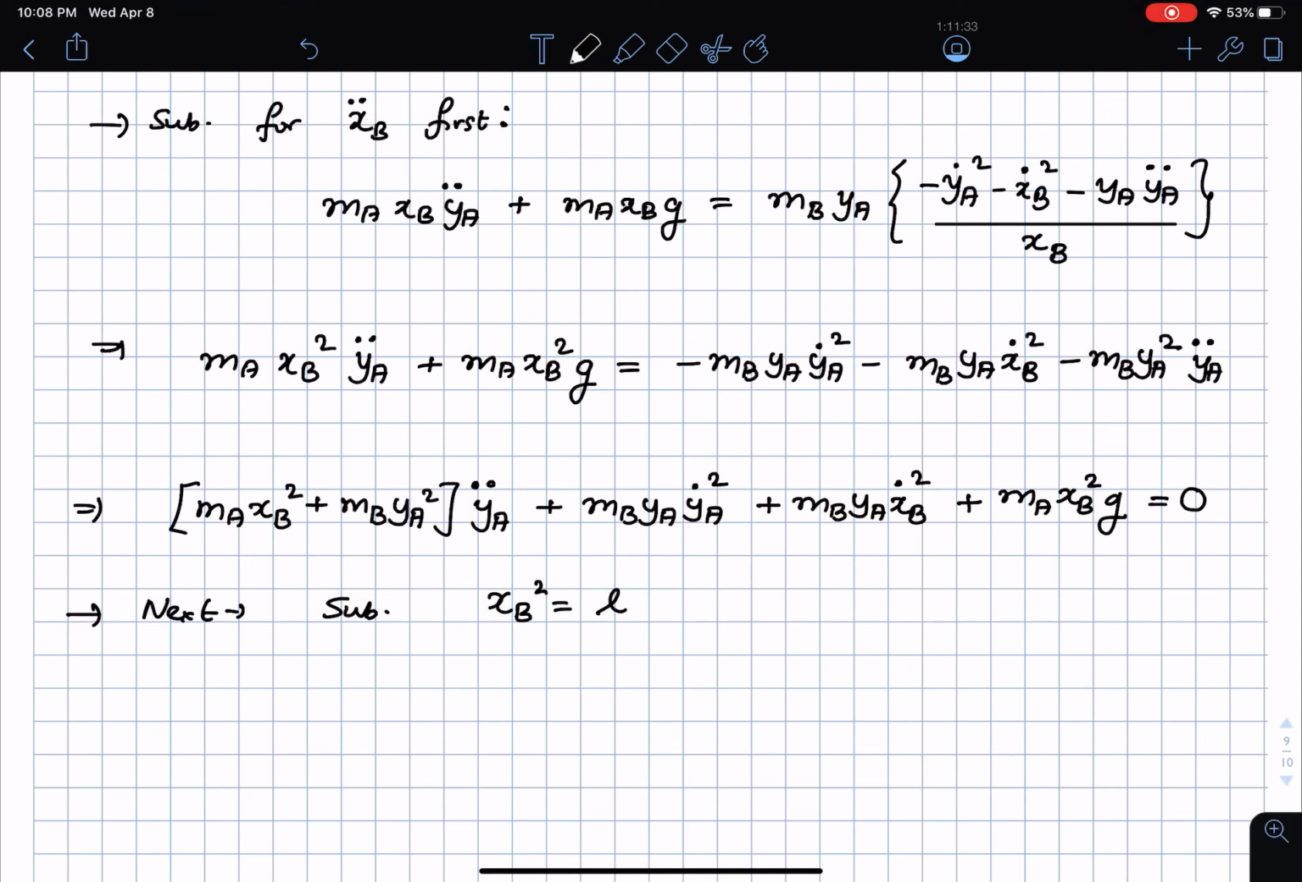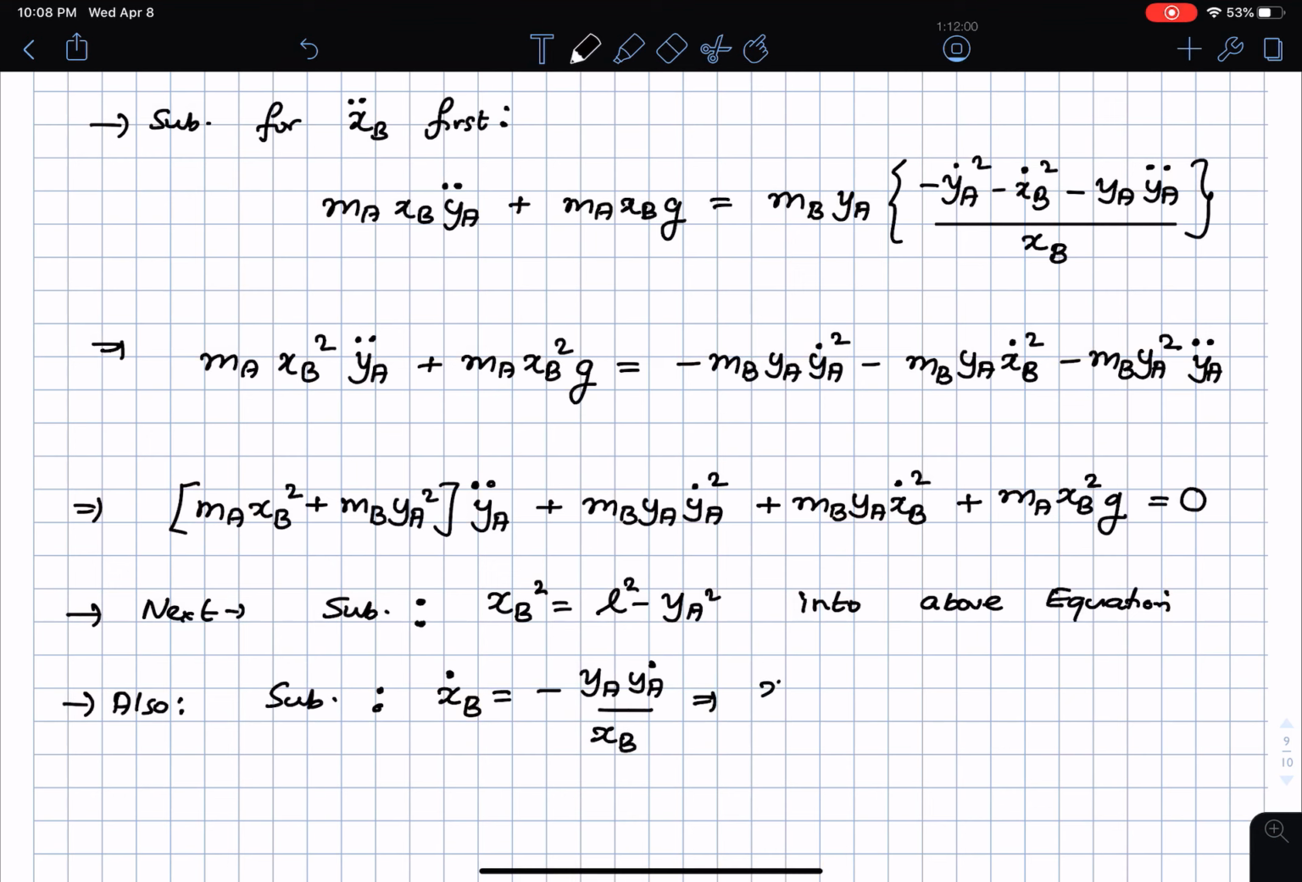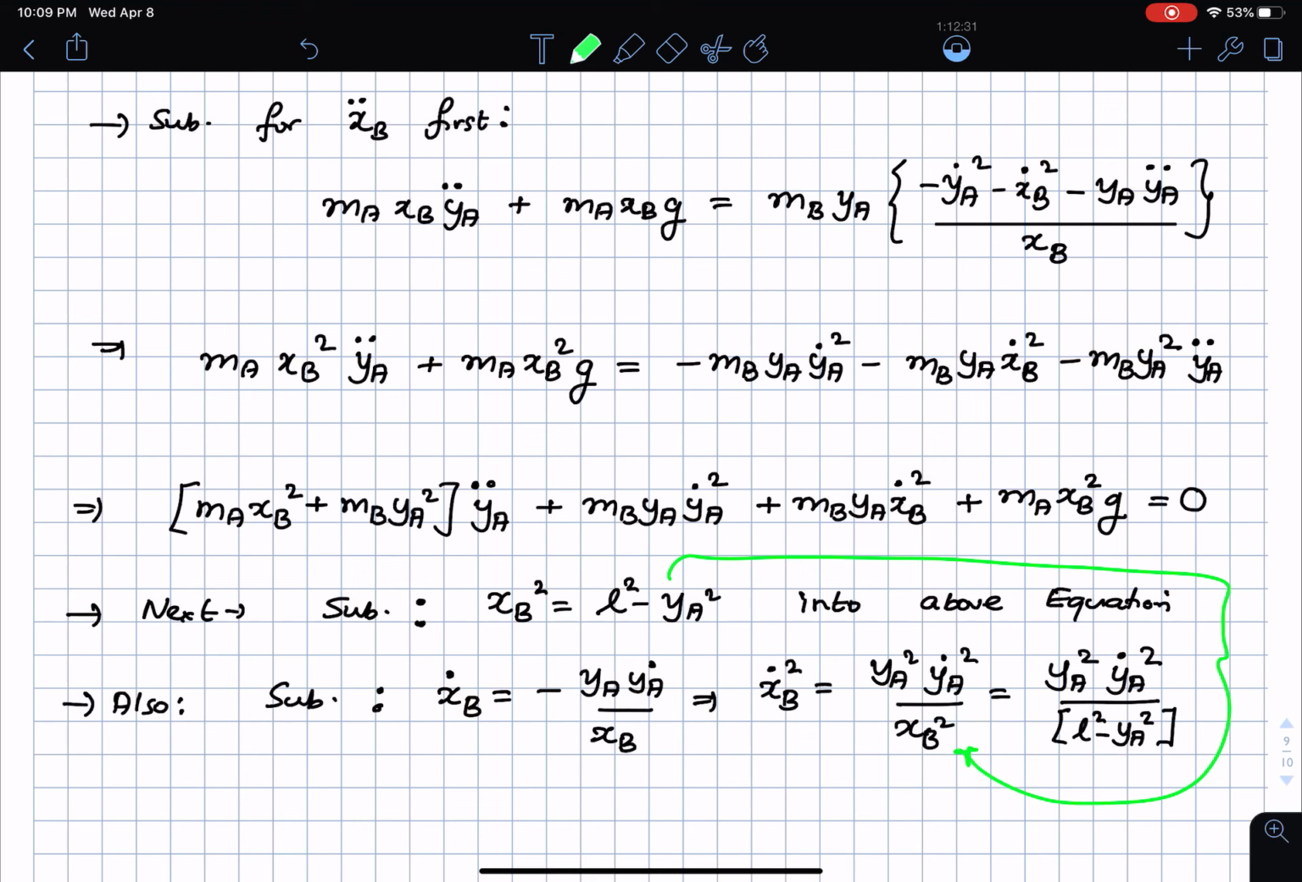Now substitute xb square is equal to L square minus ya square into the above equation, and also substitute xb dot is minus ya dot by xb, which means xb dot square, squaring on both sides, is ya square ya dot square by xb square, which is ya square ya dot square divided by L square minus ya square. You see how painful this problem is. Here is what I did: I took these and substituted them there, and I'm going to take that and substitute it in there.